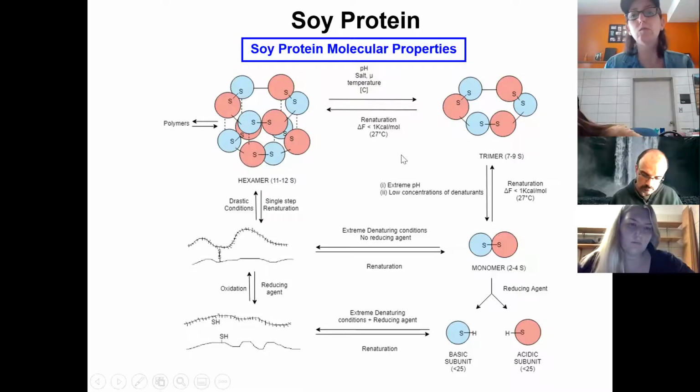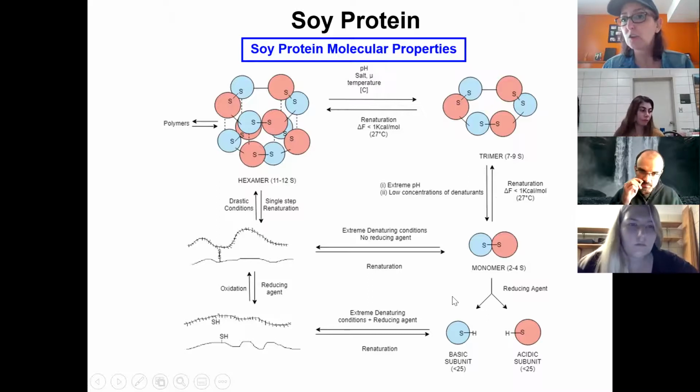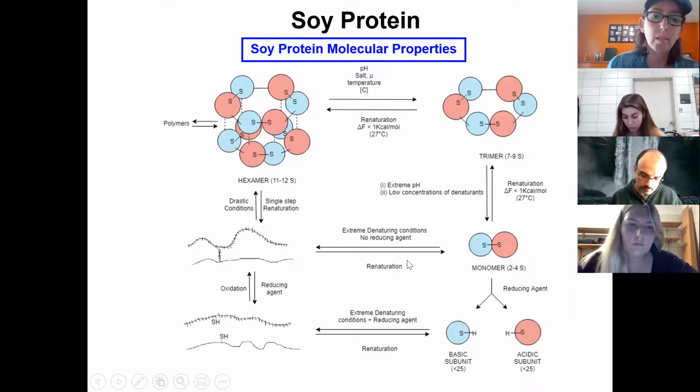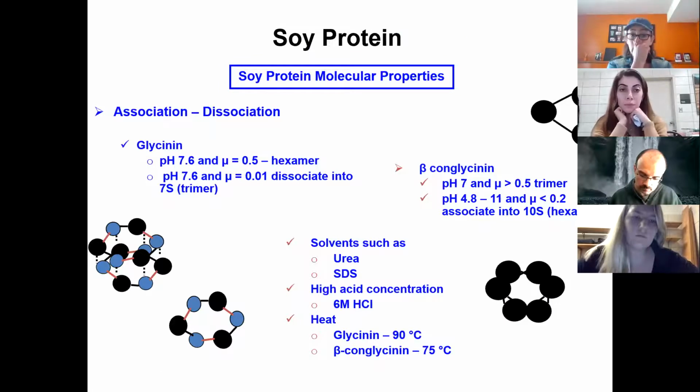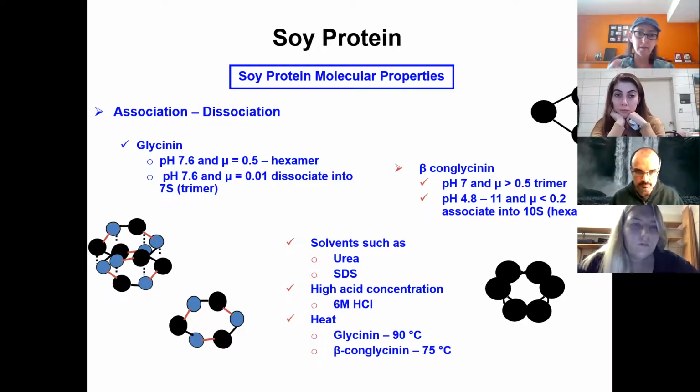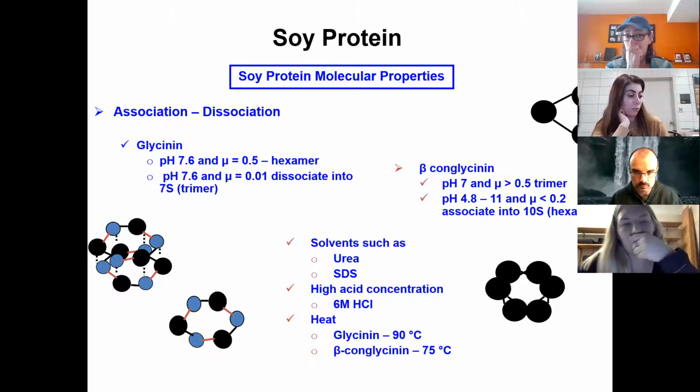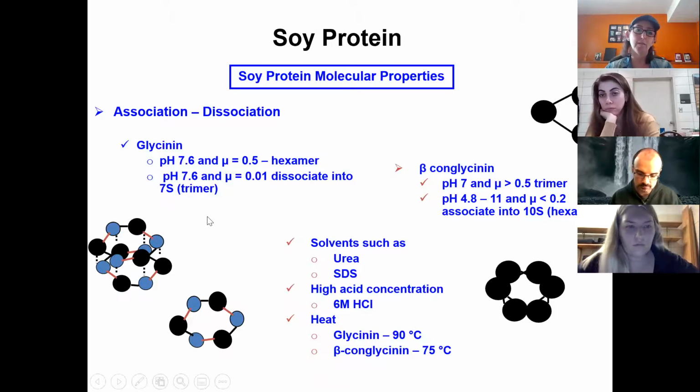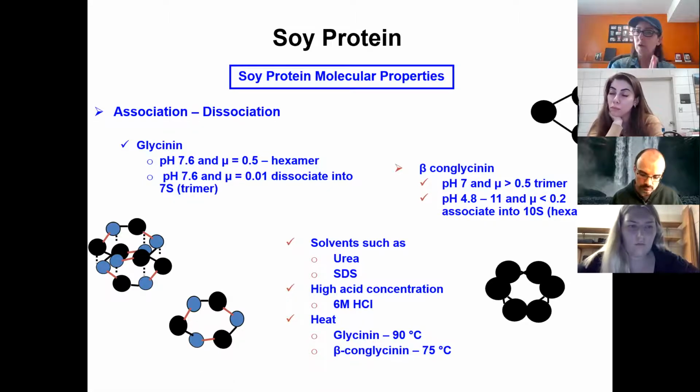So when we talk about association and dissociation, we're really talking about changes in quaternary structure. When we say denaturation, you're having a change in the tertiary structure of these individual subunits. Okay, so here are examples of pH and ionic strength under which conditions you will have a hexamer, a trimer, a monomer, etc. You don't need to remember those. It's just illustrating that under different ionic strengths, the mu is a representation of ionic strength, and at different pH, you have different association and dissociation.